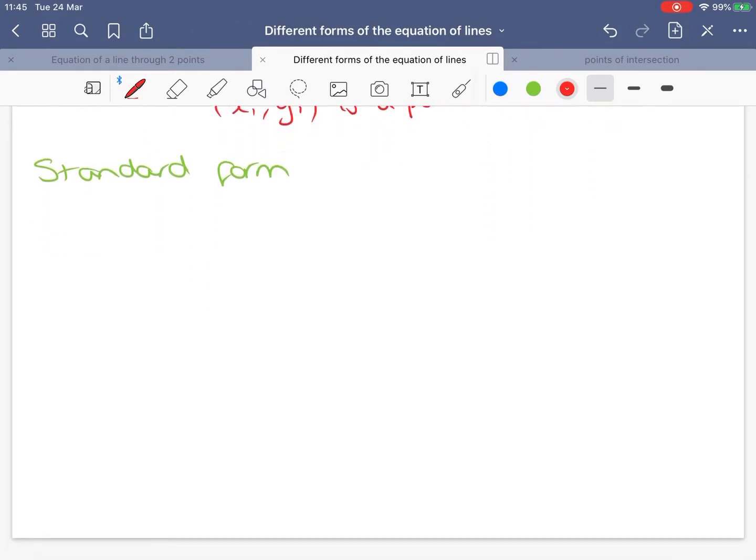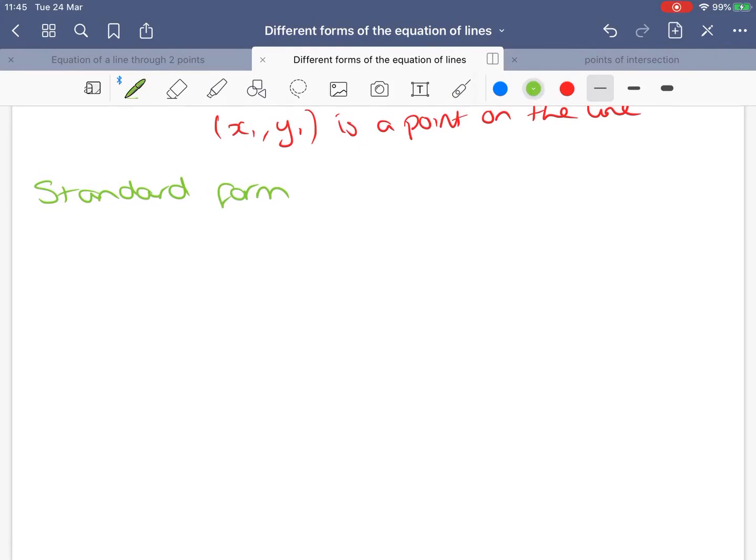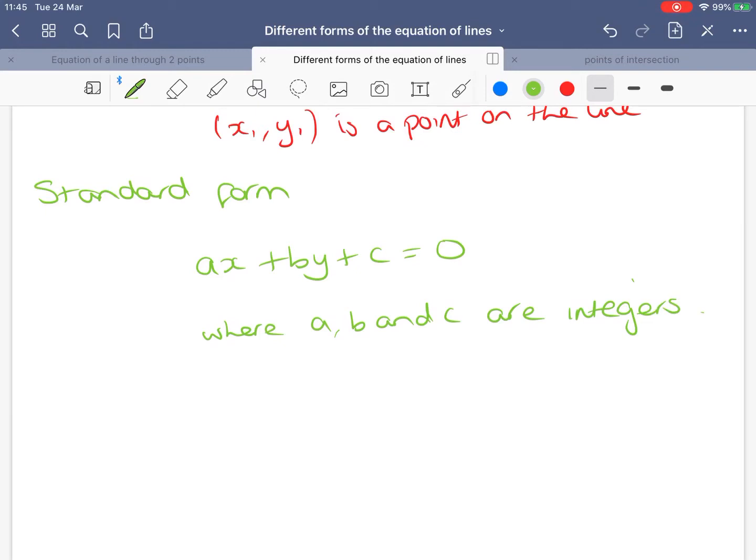And then the final way is what we call the standard form. And this looks like this: ax + by + c = 0, where a, b, and c are integers. It can be positive or negative, but they have to be whole numbers. If you ever watch any YouTube videos and see an American version, they quite often write it like that: ax + by = c. And again, if you're watching American videos, they call gradient slope, whereas we use the word gradient.